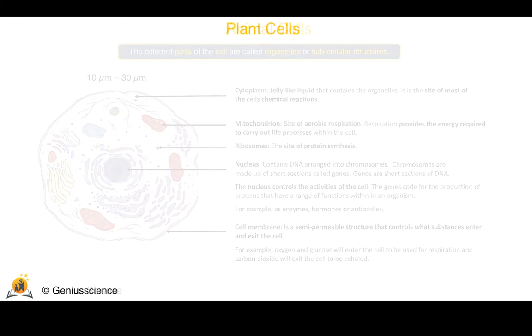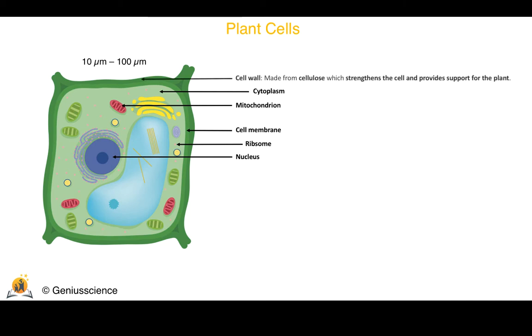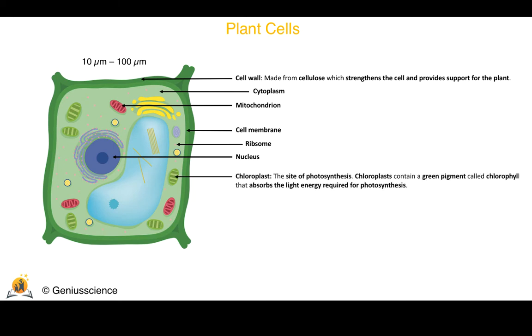Now for plant cells, and plant cells have the same organelles as animal cells, as well as 3 additional organelles that are found in plant cells only. The first of these additional organelles is the cell wall, made from cellulose, which strengthens the cell and provides support for the plant. The second organelle is the chloroplast, the site of photosynthesis.